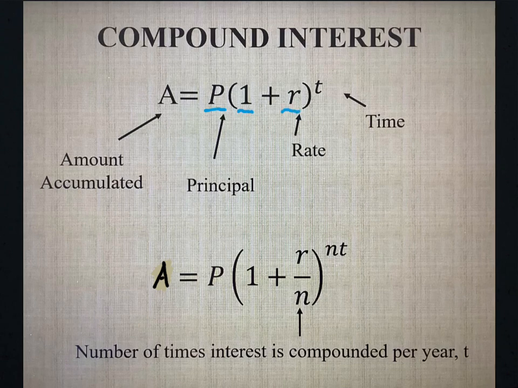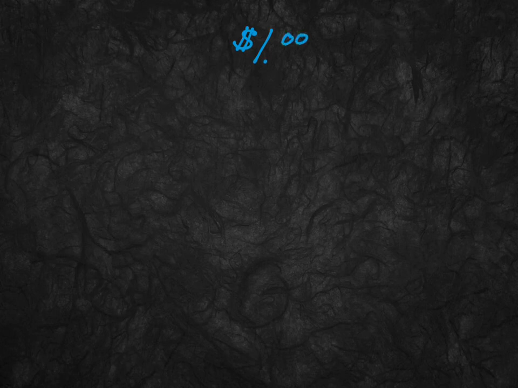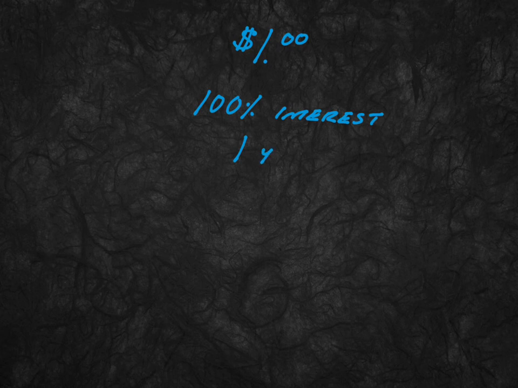some rate over time. Now, our amount that we accumulate, if we compound interest, let's say, then we're going to do that n times a year. So our formula changes a little bit. So what if we took just something simple like $1? And what if I said you're going to get 100% interest for 1 year? Well, that means your money is going to double.